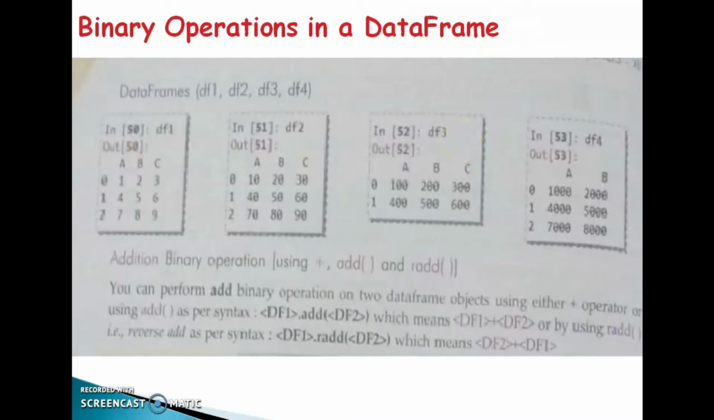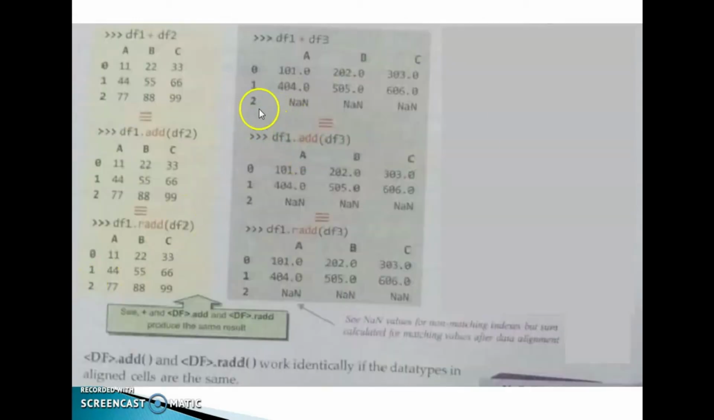If the matching indexes are there, it will take the values. If the matching indexes are not there, it will produce the NaN value. That is why here in the resultant data frame, we can see the second index values are NaN values. Because in this df3, second index values are not there.